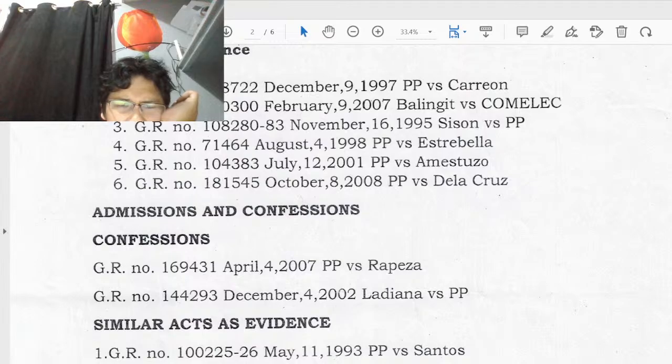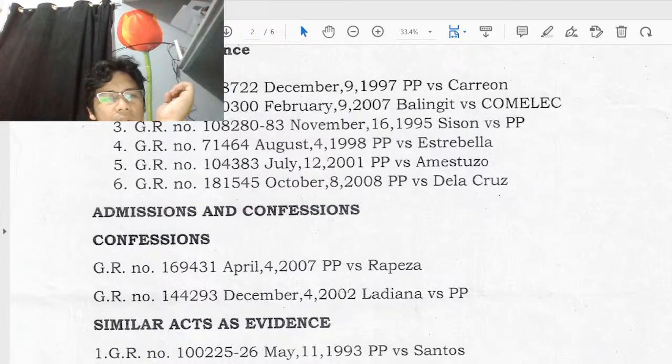Furthermore, nothing else shows that the procedural requirements were complied with. There is no physical inventory or photograph, nor did the police officers offer any explanation for their failure to observe the rule. Acquitted. Let's see the final ruling. Object evidence, Principles in Criminal Law 2 and Special Penal Laws. Reversed and set aside. The appellant is acquitted.